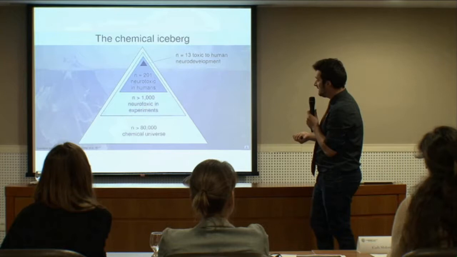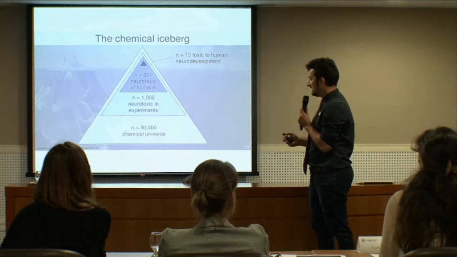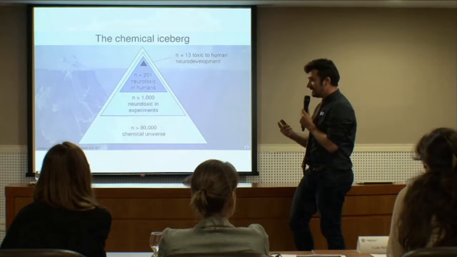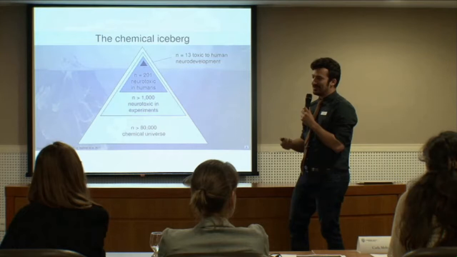In all the years that we have been doing developmental neurotoxicity testing, only 13 chemicals have been identified as having developmental neurotoxicity effects, right? This is really small if we compare it to the more than 100,000 chemicals that we have in our chemical universe right now. And why is that? Because to test one single chemical, we need 1,400 rats, and we need to spend $1 million, and it takes about 2 years. So if you take 100,000 chemicals and you have to spend $1 million for each chemical, that's a lot of money, and it's impossible to do.